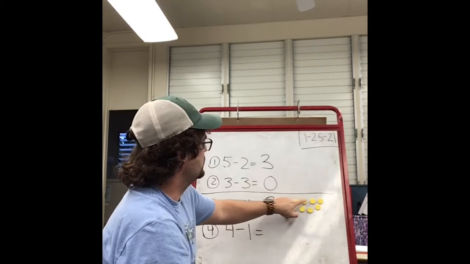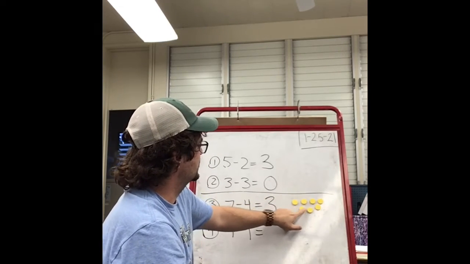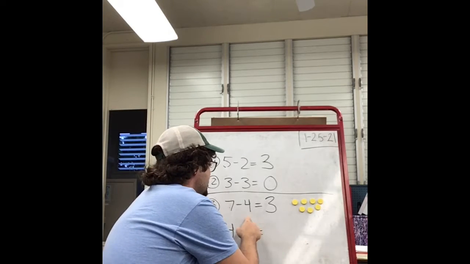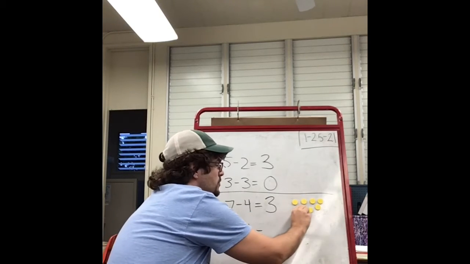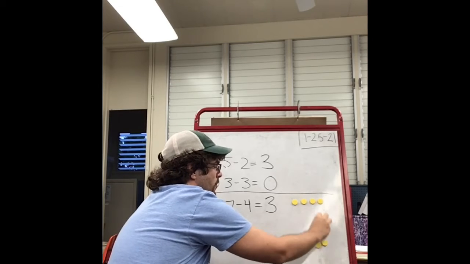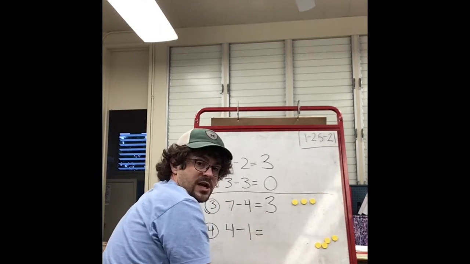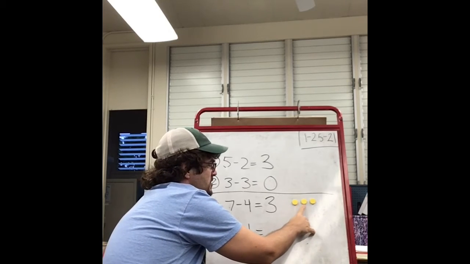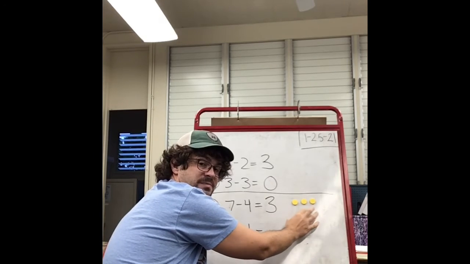So I have 1, 2, 3, 4, 5, 6, 7. Started with 7, which is my biggest number. I want to take away 4 of those. 1, 2, 3, 4. Taken away, and down here, out of the way, out of my answer. 1, 2, 3 left over is my answer.